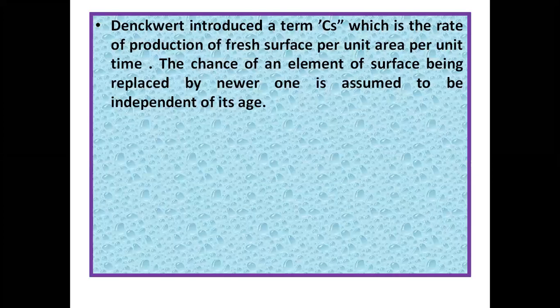Then this introduces a term CS, which is the rate of production of phase surface per unit area per unit time. The chance of an element of surface being replaced by a newer one is assumed to be independent of its age.